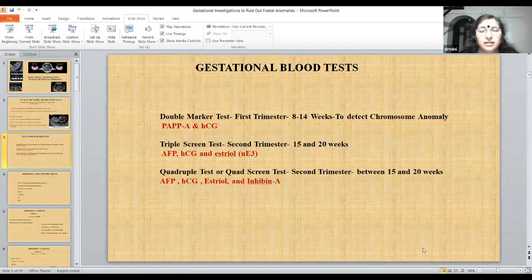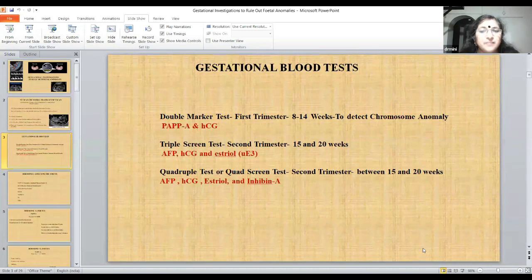2 hormones are checked here to detect chromosome anomalies. They are PAPPA and HCG, human chorionic gonadotropin. PAPPA is pregnancy associated plasma protein A, and human chorionic gonadotropin, checked in the double marker test in the first trimester, 8 to 14 weeks. The second one is the triple screen test, done in the second trimester between 15 and 20 weeks. The first one was between 8 and 14 weeks, and this one is done between 15 and 20 weeks.